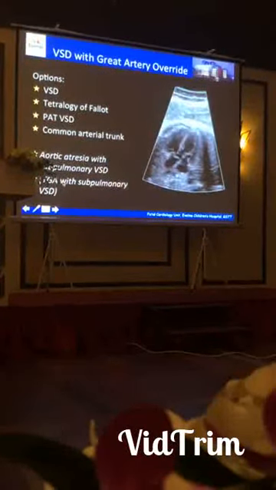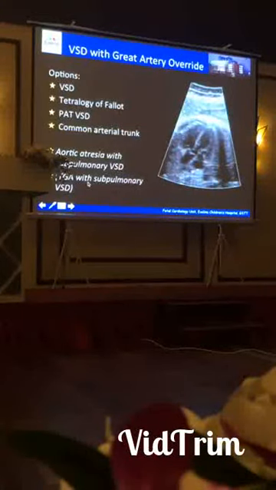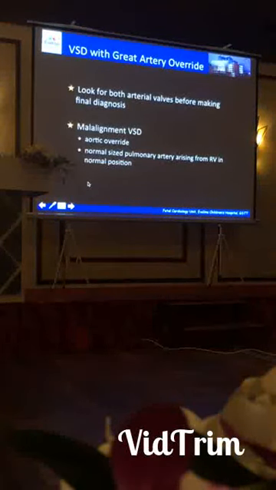We've heard about transposition and VSDs. In transposition, you can get a subpulmonary VSD, so it will be pulmonary override, not aortic override. So the way you have to make the diagnosis is you have to look for both arterial valves. You have to look to see where the aorta is, where the pulmonary artery is before you can make the diagnosis. If the aorta and the pulmonary artery are both normal, it's possible that this is just a malalignment type of ventricular septal defect, which is quite common in chromosomal abnormalities such as trisomy 18.